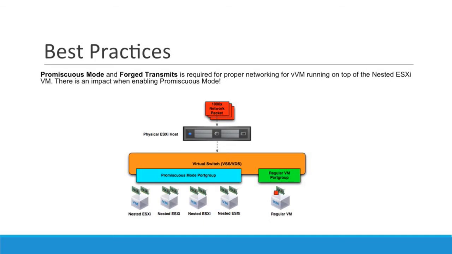So here I want to highlight what you would think, and I want to get your participation. Today, I have a physical ESXi host, whether it's a standard virtual switch or VDS, and I have a port group dedicated for my nested ESXi VM because I want to have that isolated, and I have a regular VM port group. So I have a virtual machine that's running in the green box, and a couple of nested ESXi VMs.